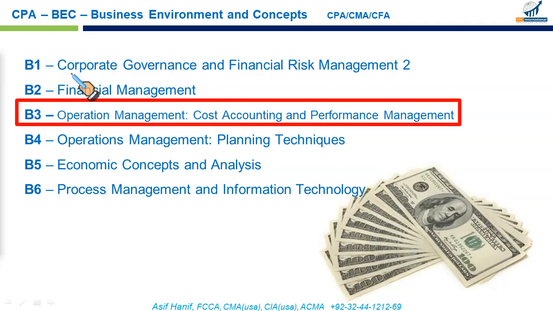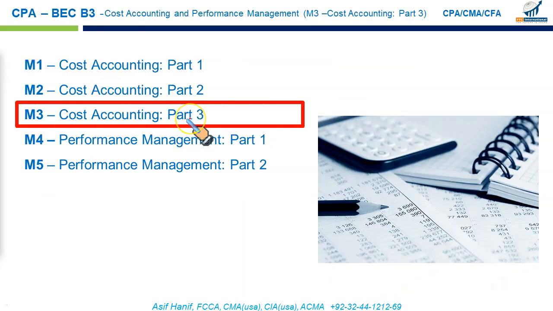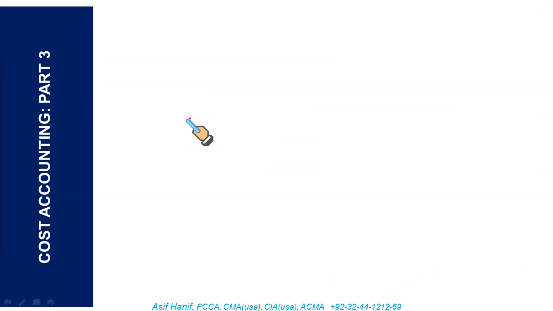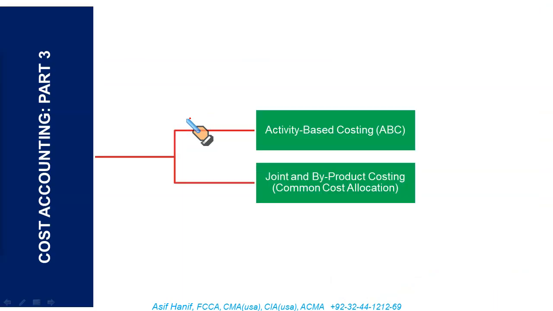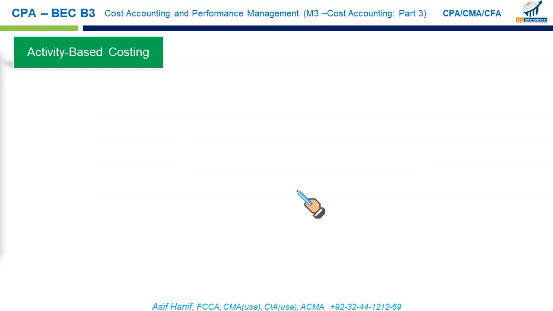Our next module within B3 Operations Management is Cost Accounting Part 3. And what are the subtopics we would be covering? We will be doing activity-based costing and joint and byproduct costing, also called the common cost allocation. Okay, now let's start first with the activity-based costing.